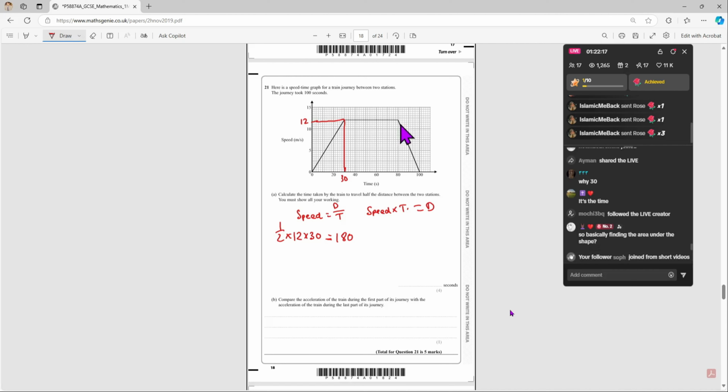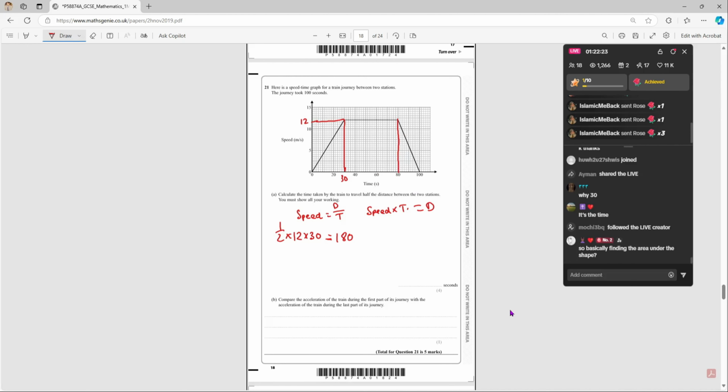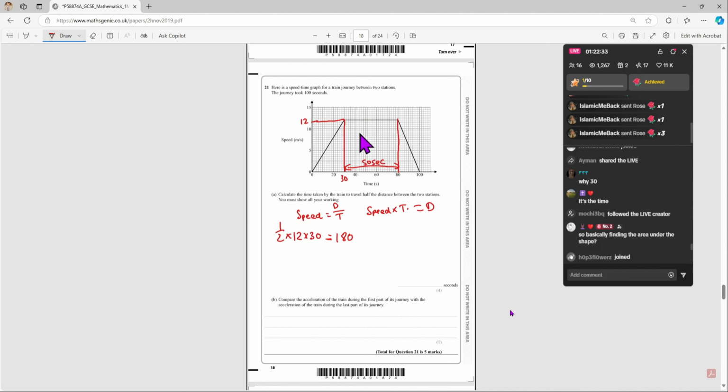So we're gonna do it from here to this one over here. Let's do this part. That is going to be 50 times 12. So from here to here is gonna be 50 meters, 50 seconds over here. And then it's going to be from 12 to 12. It's gonna be 50 times 12, 600.